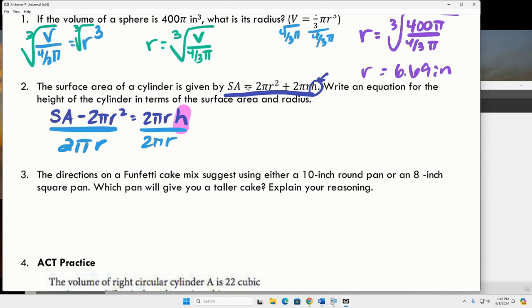All right, so then I have it. H is going to be equal to that crazy looking fraction. And this time we didn't have to do anything with it. We just had to solve it for h.